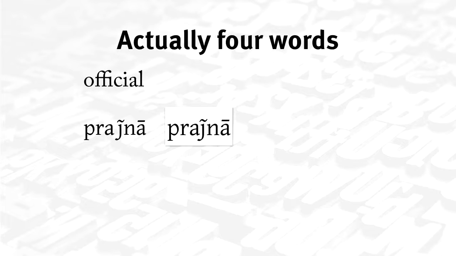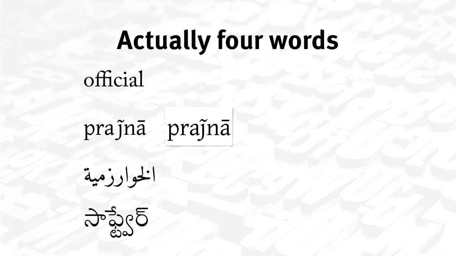So the second word that we're going to look at today is the word prajna. The third word that we will look at is the word algorithm. Algorithm, as you know, is an Arabic word. And so we'll look at it in Arabic, because that adds a few more peculiarities to the text processing stream. And the final word that I want to look at today is the word software. But just to be interesting, we're going to look at the word software in the Telugu language of India.